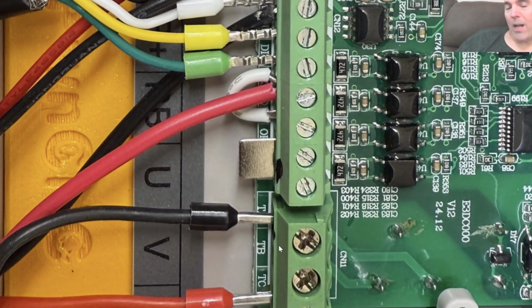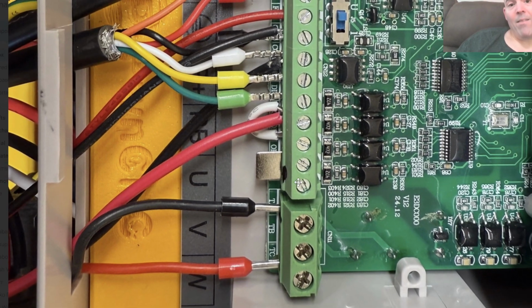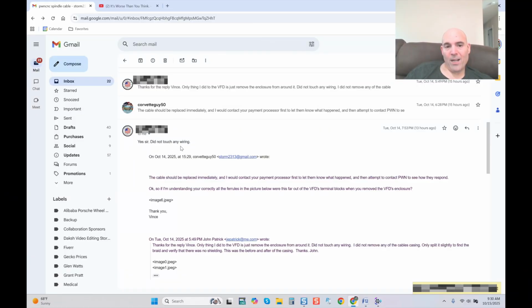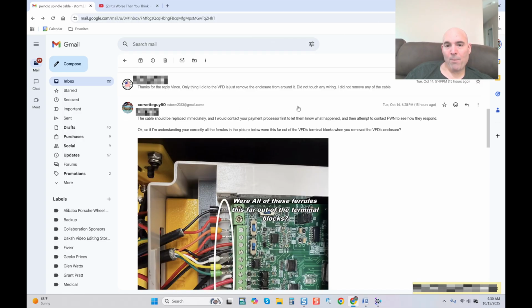What we see here, and you can see this is all the way through, my immediate assumption was these ferrules were not installed at all. The gentleman said that the unit works. That being said, yes, sir, did not touch any of the wiring. The cable should be replaced immediately, and I would contact your payment processor first to let them know what happened, and then attempt to contact Pawn to see how they respond.